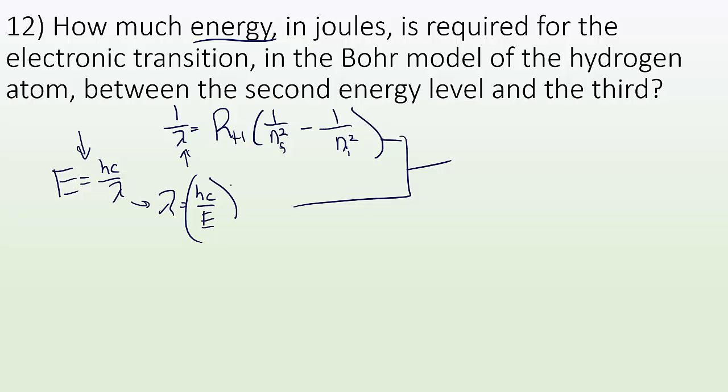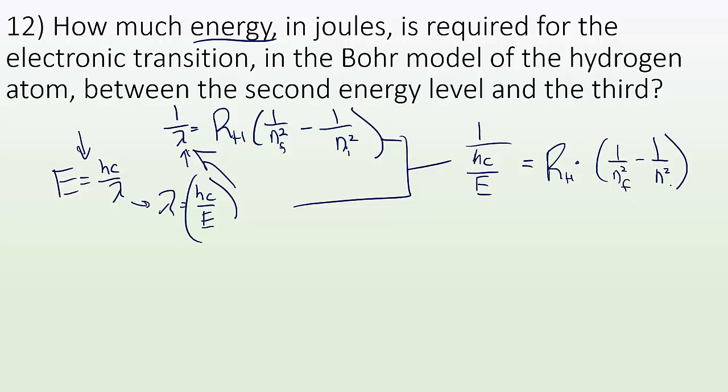So now I can plug these two equations in together to give me a new one. Let me substitute lambda in for that. So I get 1 over hc on energy is going to equal that RH times 1 over n squared minus 1 over n squared. And I'm cheating, all right? I know that's final and that's initial, but I'm going to stop writing that because I'm lazy. So now if I rearrange this part right here, what I'm going to get is really energy over Planck's constant times the speed of light equals the rest of that stuff.